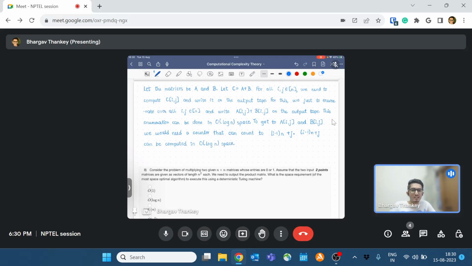Why? Because both of these are order log n bit numbers. And once you compute it, to maintain the counter you also need the same space, the log n space. So the total space requirement is order log n.